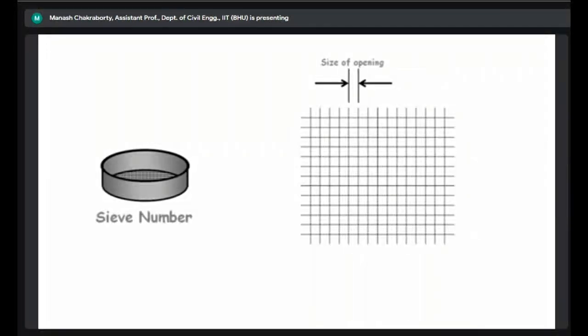Why are these openings square, and not some other shape? Obviously, one of the basic reasons, which anyone can understand in a layman's way, is that this is quite easy to fabricate, right? If it were some other shape, it would be difficult to perform and difficult to arrange, right?